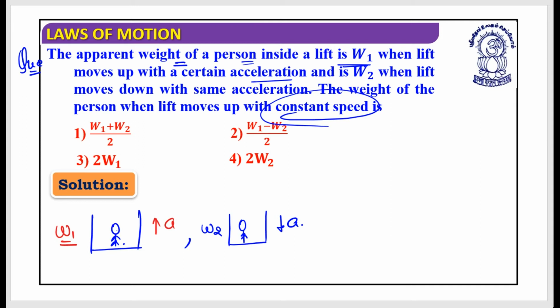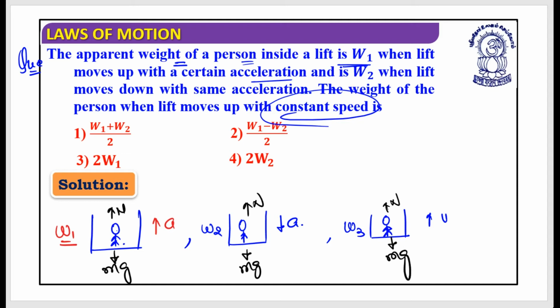So when the lift moves with constant speed, let's say this is W3, whether it is going in the upward direction or the downward direction doesn't make any difference. Let's find out which forces are acting. This is normal, this is mg; this is mg, this is normal; again this is normal, this is mg. I hope this is clear.